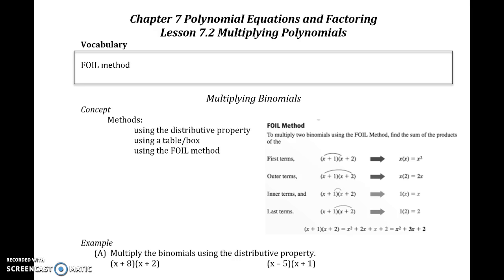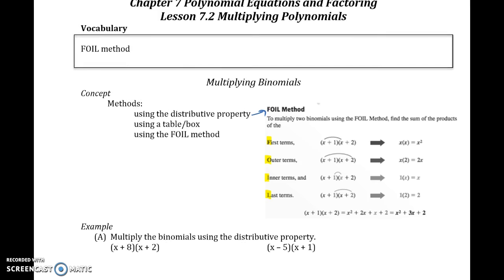Okay? So the vocabulary we need to know today is called the FOIL method. And the FOIL method is basically just an acronym for first, outer, inner, and last, which is just another way of remembering the distributive property. So the distributive property and FOIL are basically the same thing. Okay, and then using a table or a box is kind of nice if you're a more visual person and you like to organize yourselves in that way. And you could also just use plain multiplication, which is up to you. I'll show it to you, but personally I think that's a little bit cumbersome. So again, up to you and what you want to do.